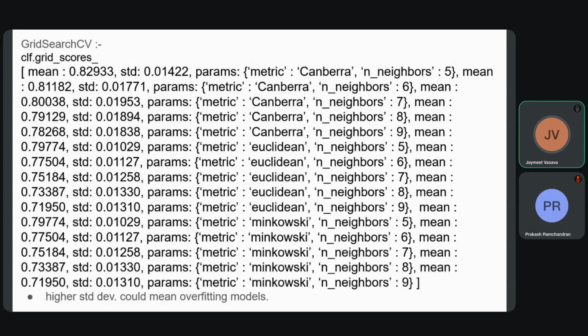So when we get the grid scores, you can see the way it works, and the report it generates for all the possible combinations that it works through. In this, a higher standard deviation could also mean that it is an overfitting model.